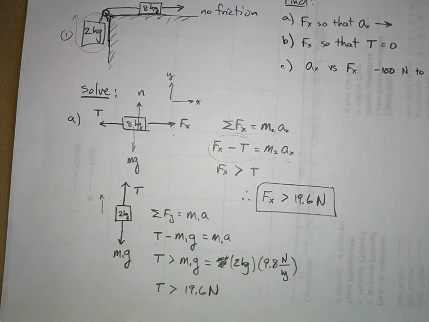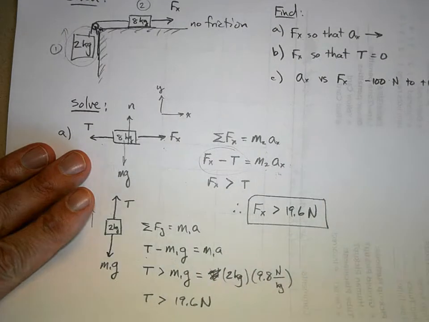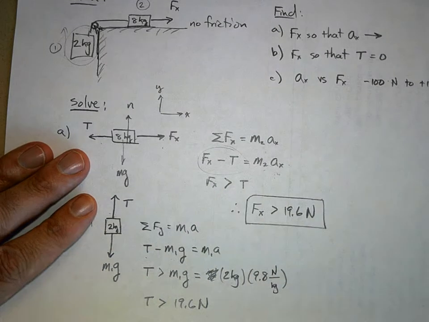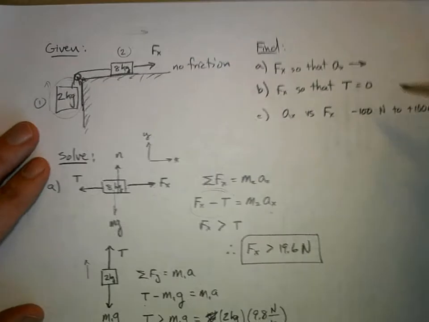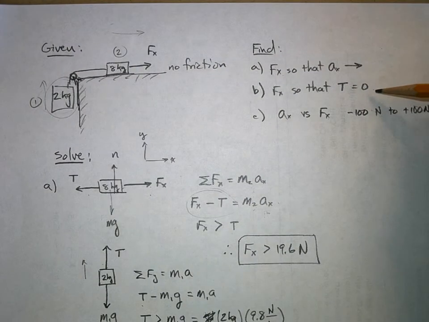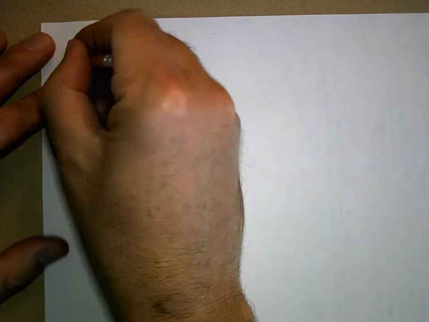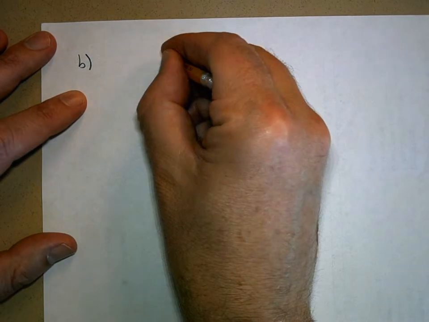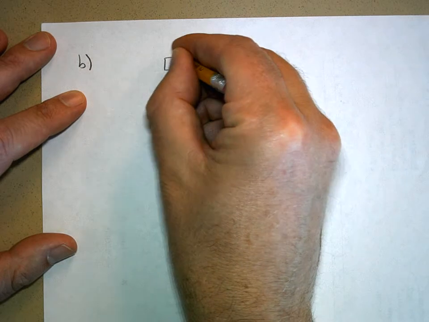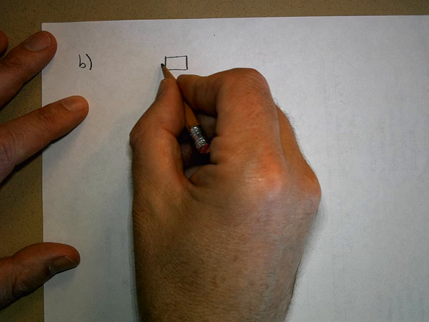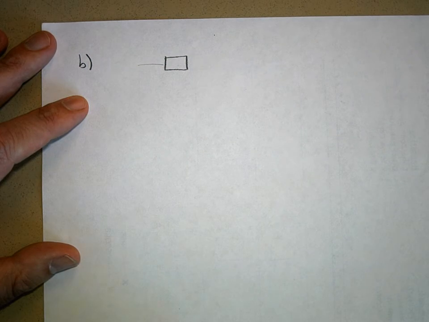Okay, so let's do part B. I already need another sheet of paper. Part B says this so that the tension is equal to 0. So let's take a look at that. Let's look at the 8 kilogram object again. Now, it's saying that the tension force over here, there is no tension force. It's equal to 0.